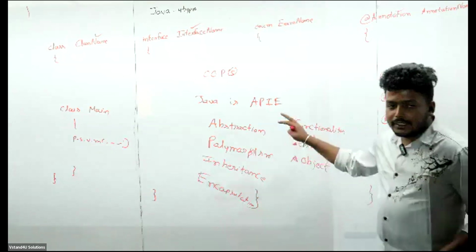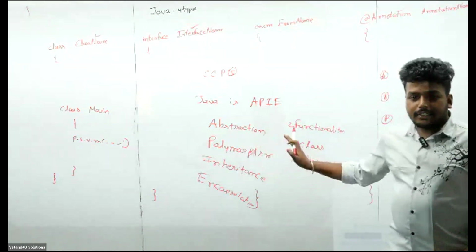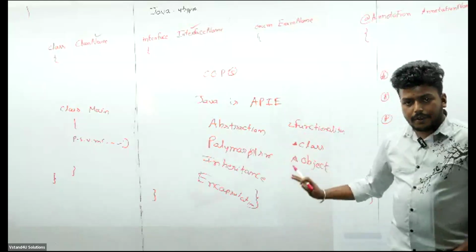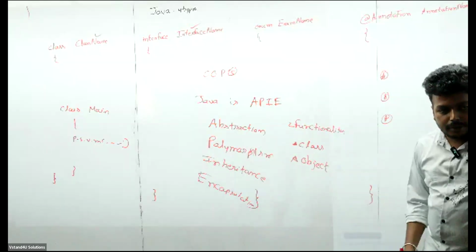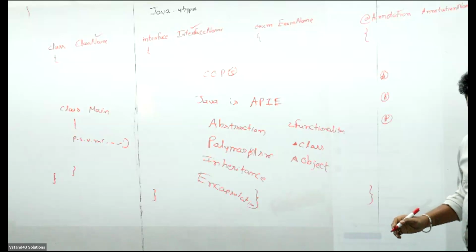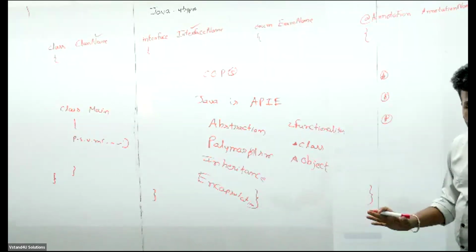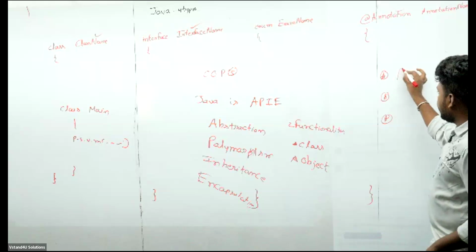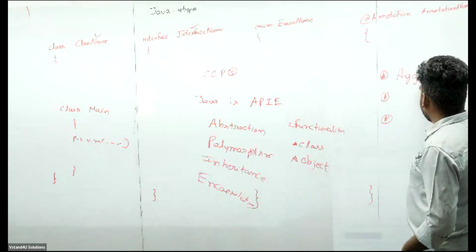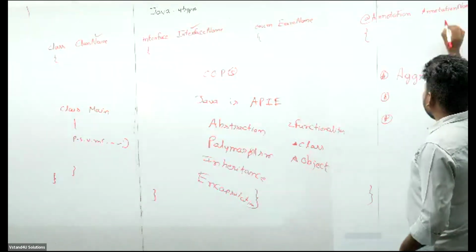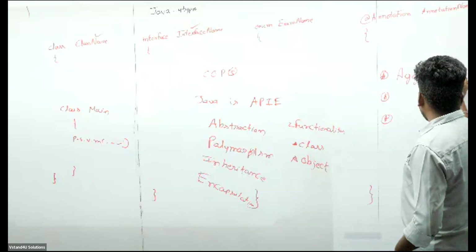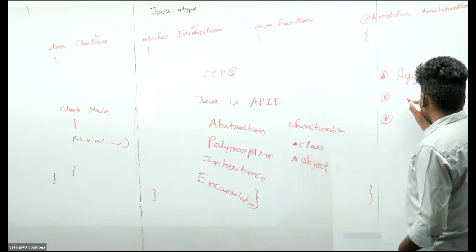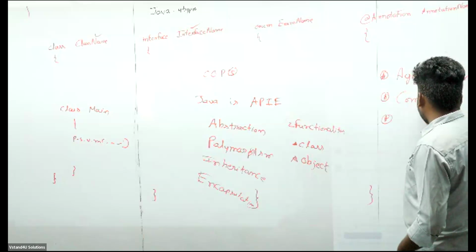These are the main pillars. We have some more other three. Can anyone tell? Aggregation, composition.